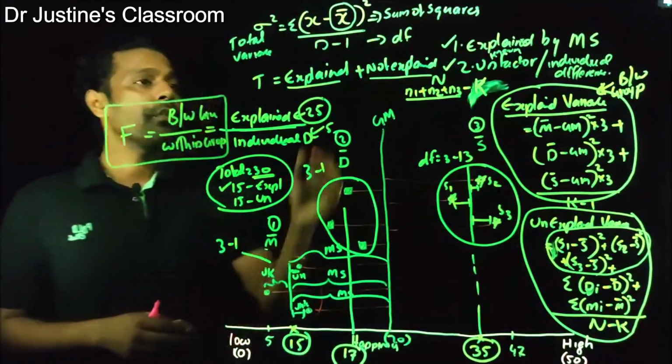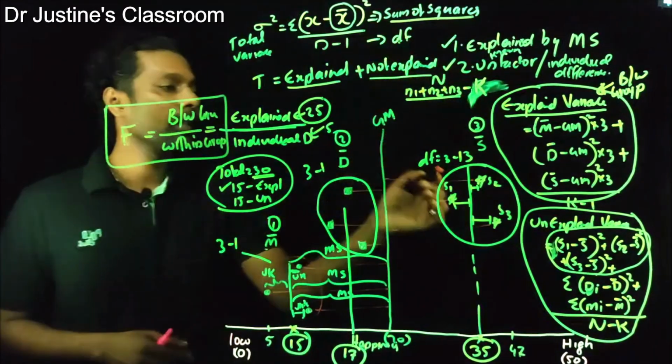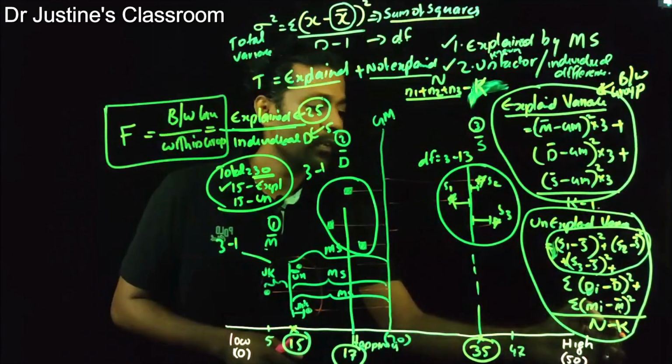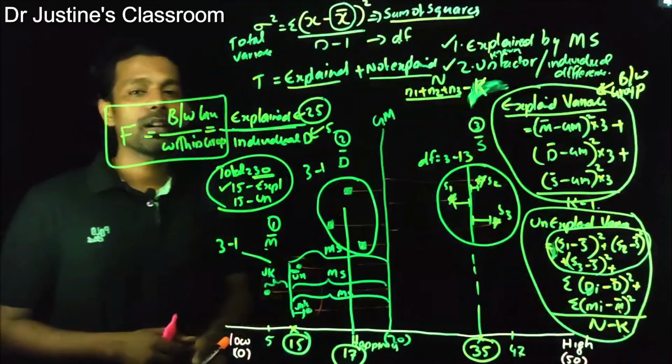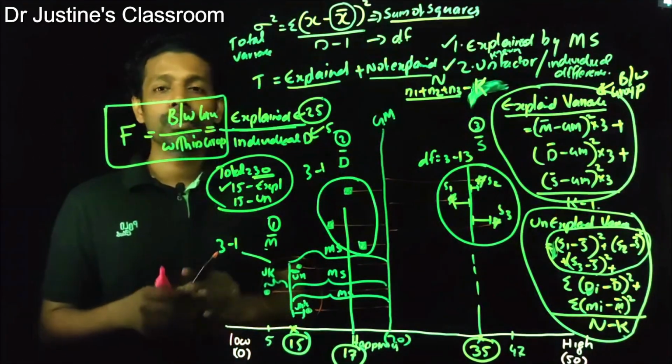We have calculated sum of squares and divided by degrees of freedom, for each: sum of squares divided by degrees of freedom. See that? So this is the concept of ANOVA.